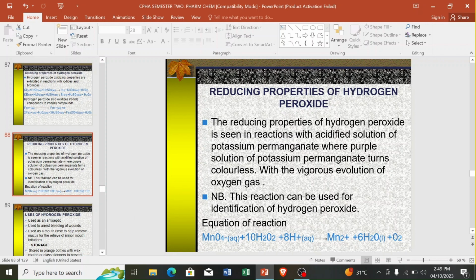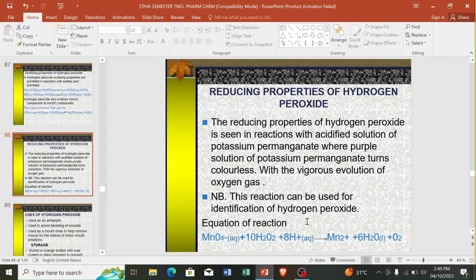Reducing properties of hydrogen peroxide. The reducing properties of hydrogen peroxide are seen in reaction with acidified solutions of potassium permanganate, or we can say acidified potassium permanganate, where a purple solution of potassium permanganate turns colorless with the vigorous evolution of oxygen gas. This reaction can be used for identification of hydrogen peroxide.